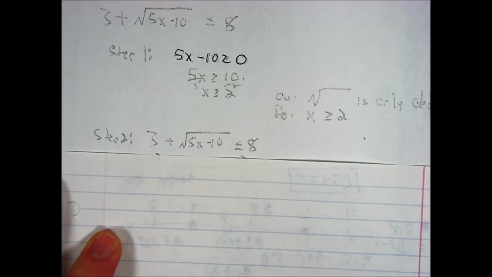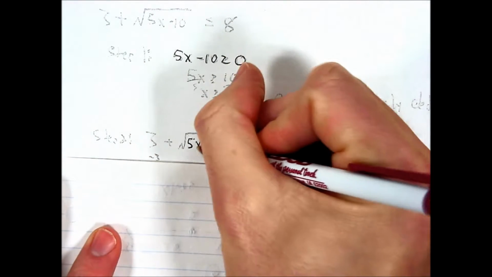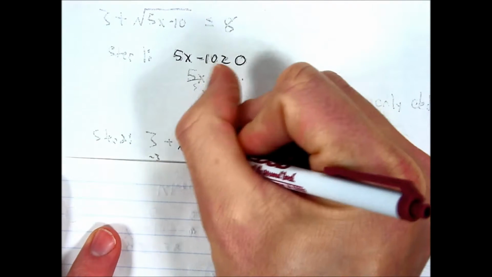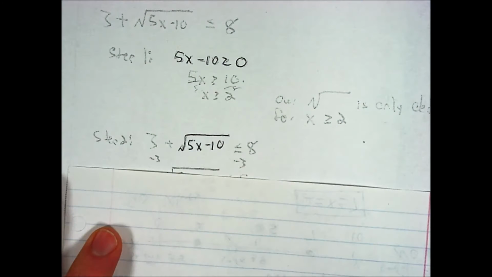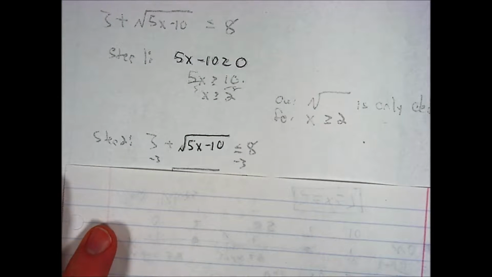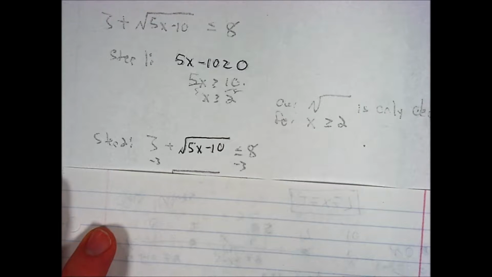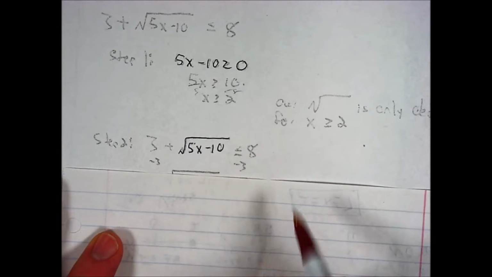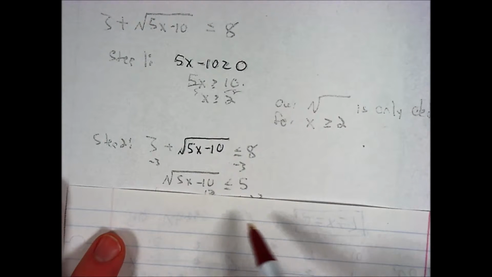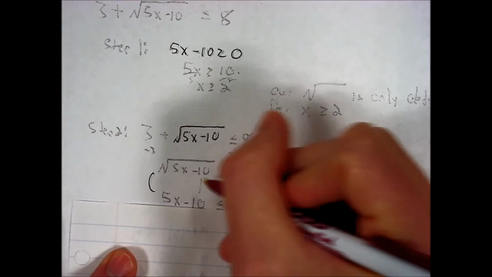So I'm back to my original problem, the square root of 5x minus 10 under there. Step 1, get that radical by itself, following our directions from yesterday's assignment, day 1. So we're going to subtract 3. Now it's by itself. Now I'm going to square both sides.